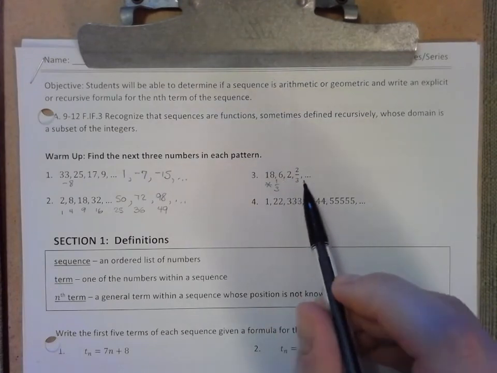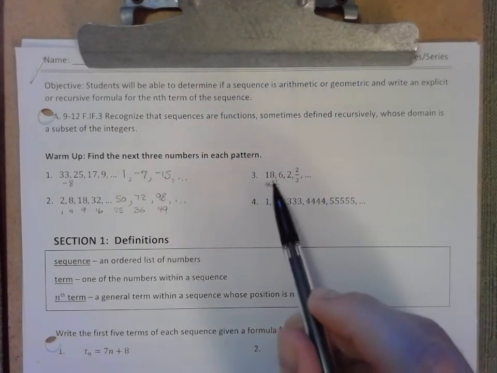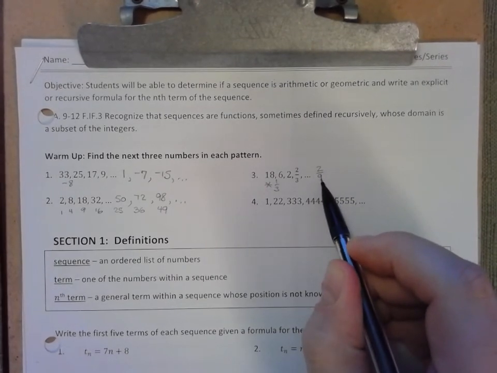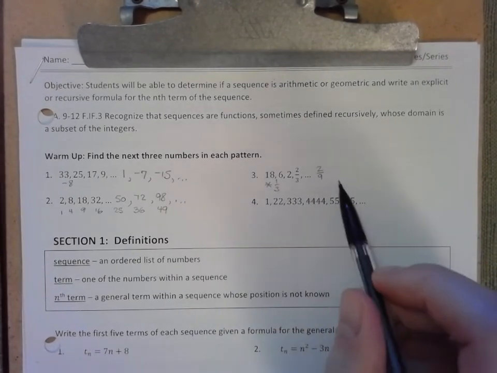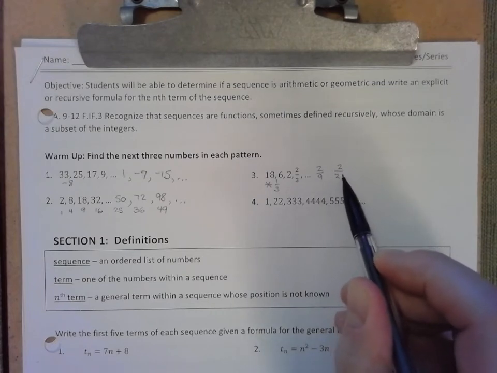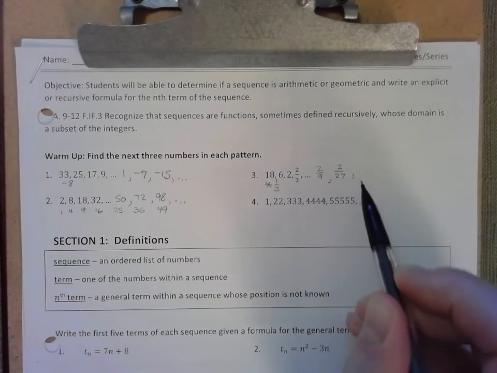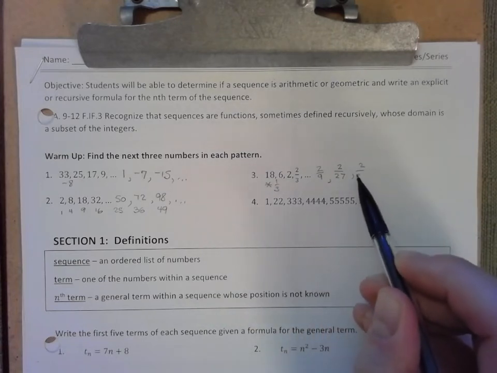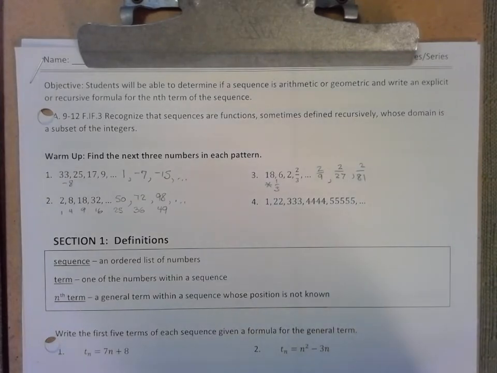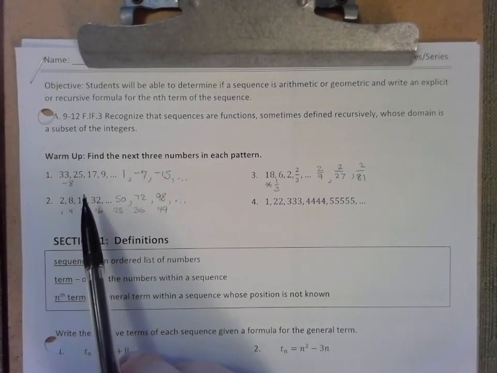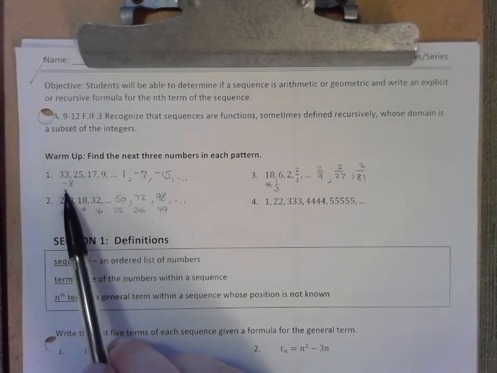So what are the next 3 numbers in this pattern? After 2/3, we'll get 2/9. 2/9 times 1/3 would be 2/27. And the next number in this pattern will be 2 over 81. So this pattern reminds me of exponential decay, whereas the first pattern reminded me of linear functions or constant decrease.